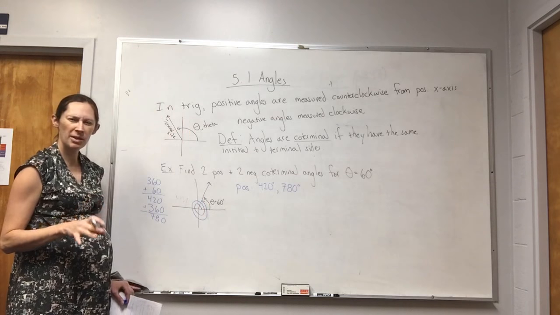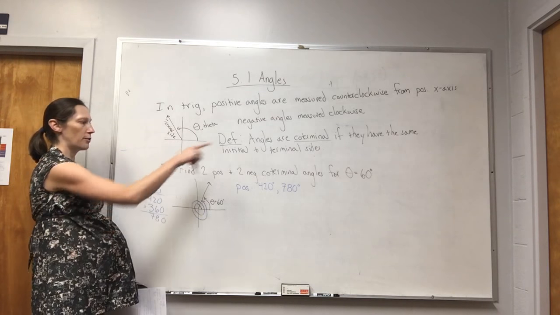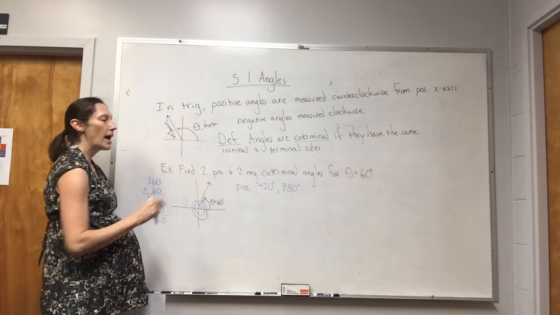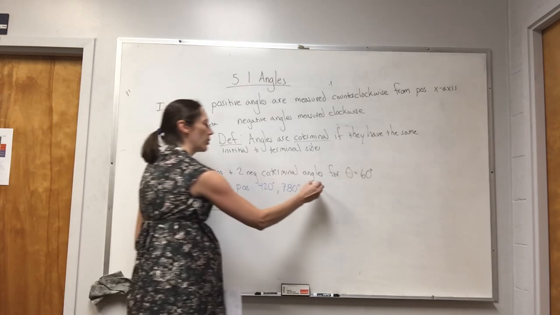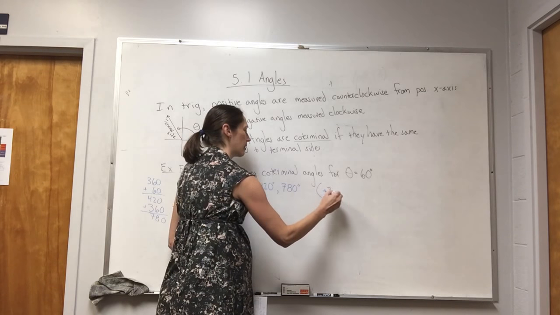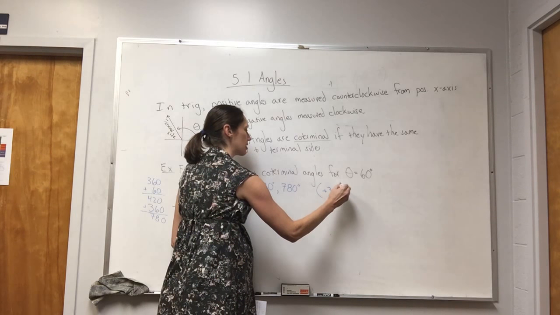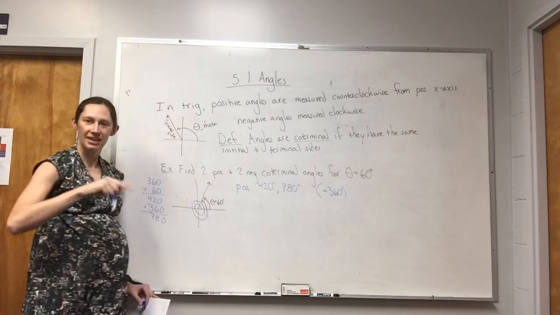Maybe we can start to notice a pattern here. How did we get from the 60 degree to 420? How did we get from the 420 to 780? Oh, we're always adding this 360 degree angle to get to another one.